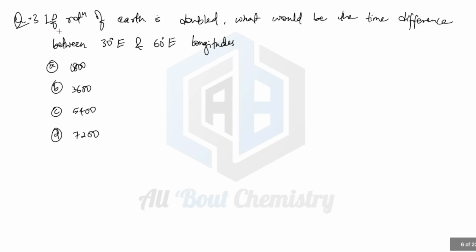The next question was a pretty good question. It says if the rotation of Earth is doubled, what would be the time difference between 30 degree and 60 degree longitudes? I will solve this question in detail once the response sheet and the detailed question come, because I am just taking some points to discuss with you. But I got the answer for this as 3600. I'll give a detailed explanation of it once the response sheet comes.